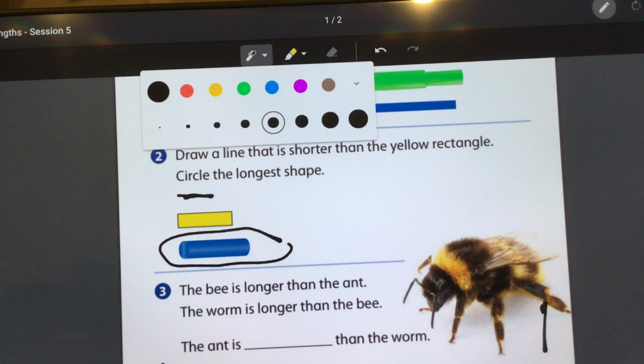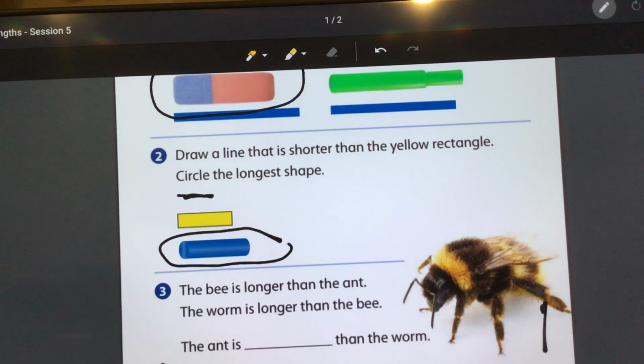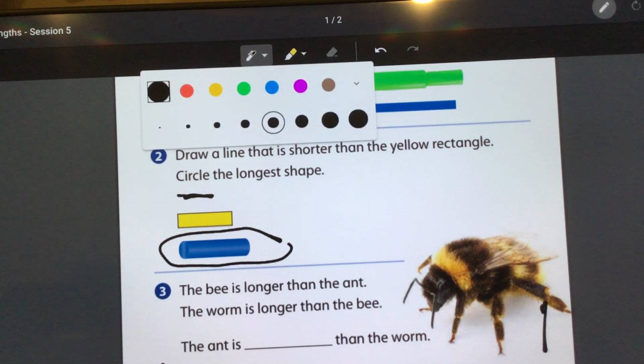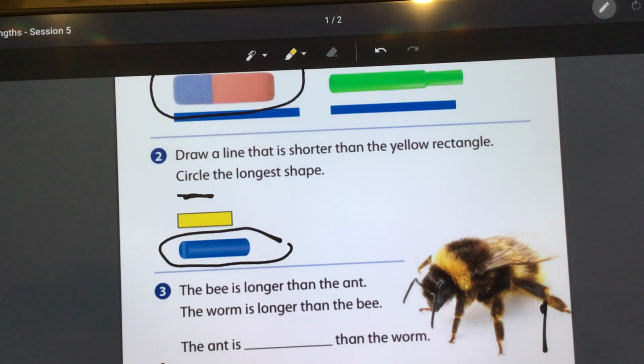Bees to me are always yellow, so I'm going to use yellow to draw my bee. My bee is longer than the ant. That's what the first one says. An ant is black, so there's my yellow bee, and it's longer than the ant.